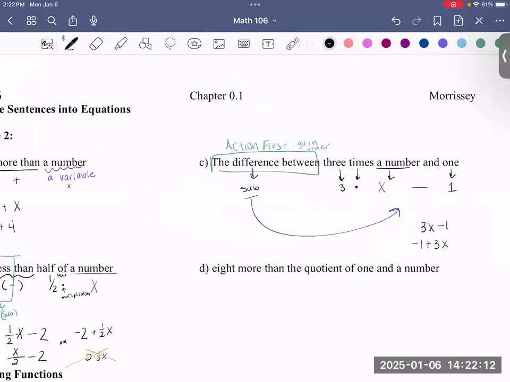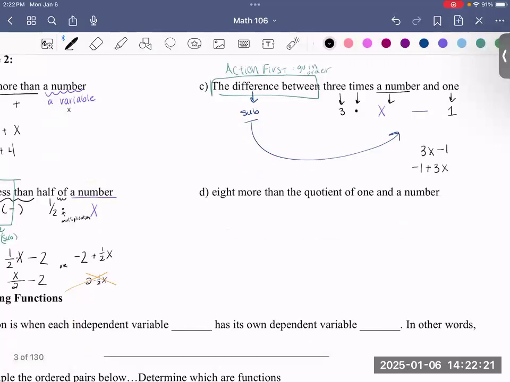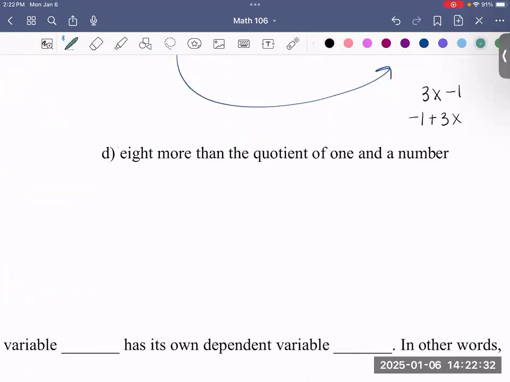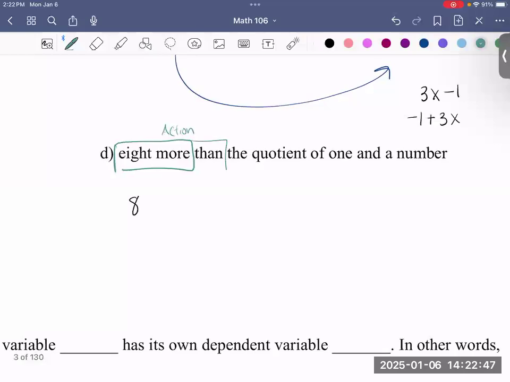So it says, if the action comes first, then write it as you read it. So go in order. All right, if you haven't paused the video, try it now. It says 8 more than the quotient of 1 and a number. So 8 more. So again, that's an action word. So 8 is doing the action. So we have 8. When it says more than, and I should highlight this word too, more than. So 8 is doing the adding, right? So 8 is positive.